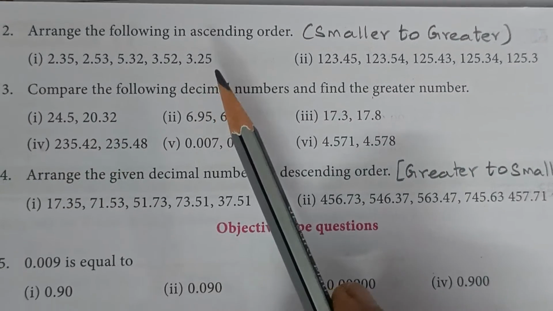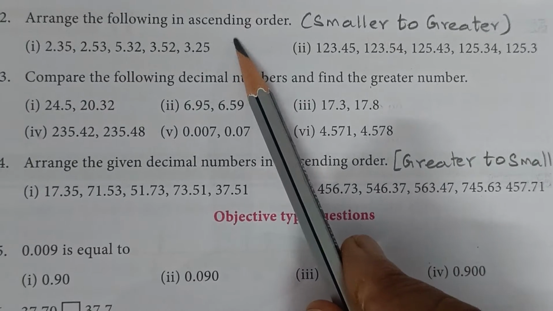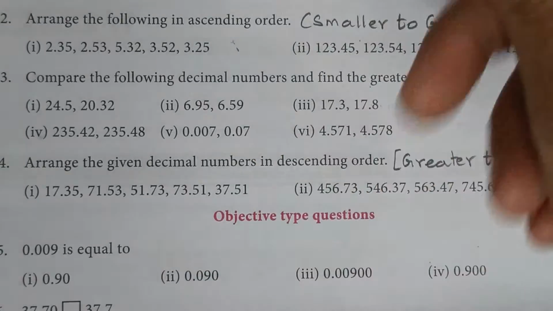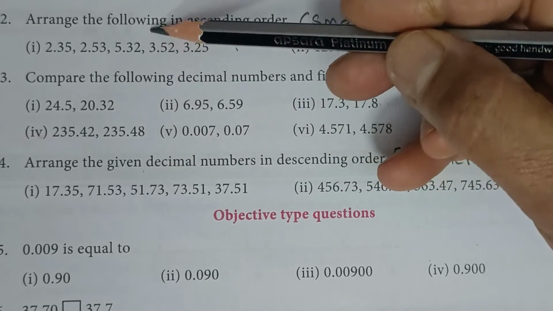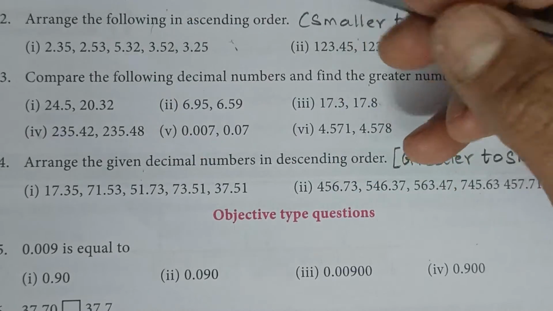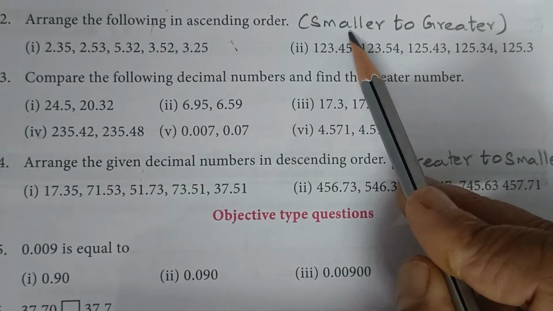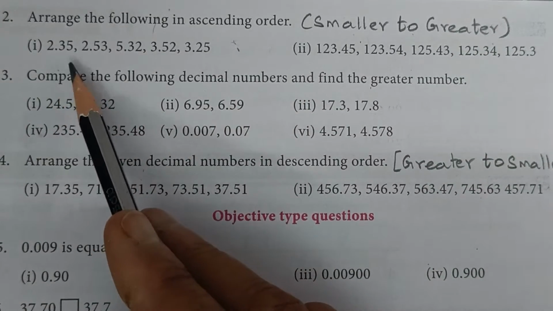Arrange the following in ascending order. What is ascending order? Ascending is from smaller to greater. Climbing up the ladder, going up the ladder, from the first step to the tenth step. So first to last, that is smaller to greater. Climbing up the ladder is ascending. So let us read the numbers first.